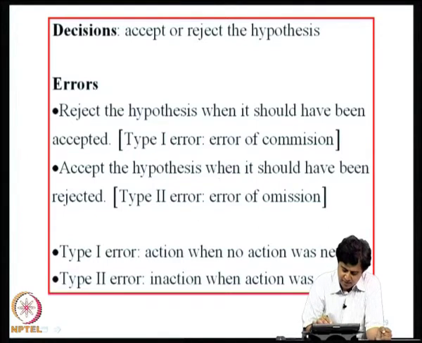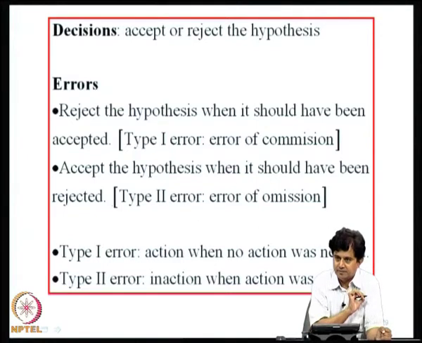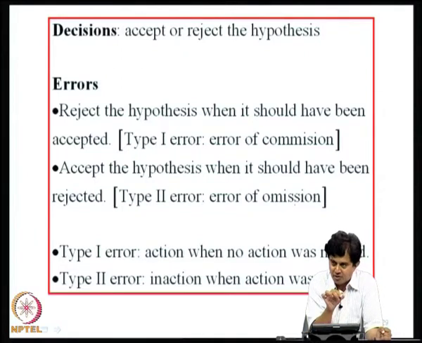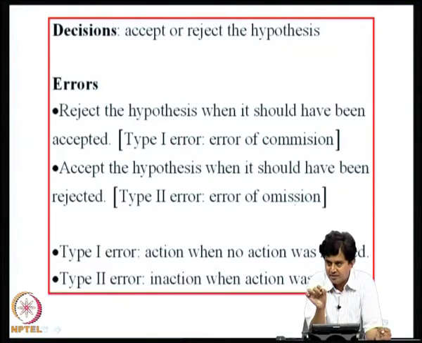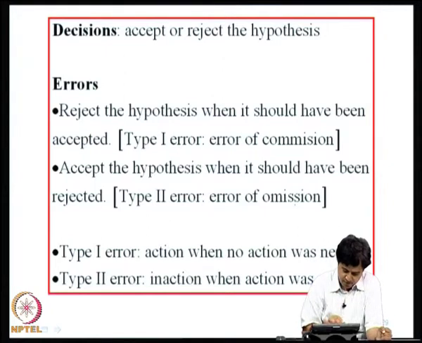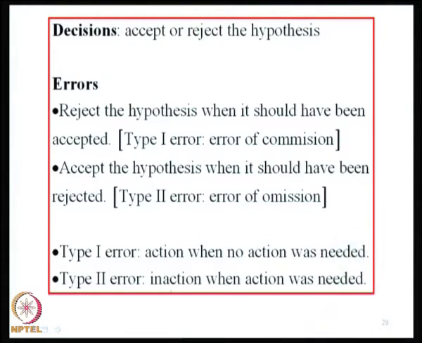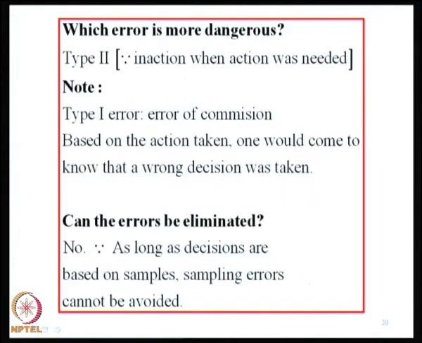Now, accept the hypothesis when it should have been rejected. This is type 2 error, this is error of omission. You should have actually stopped the production, but you think the difference that you are seeing is due to random fluctuation. So you permit production to go ahead. Now, type 1 error is action when no action was needed, and type 2 error is inaction when action was needed. Now, which error is more dangerous?